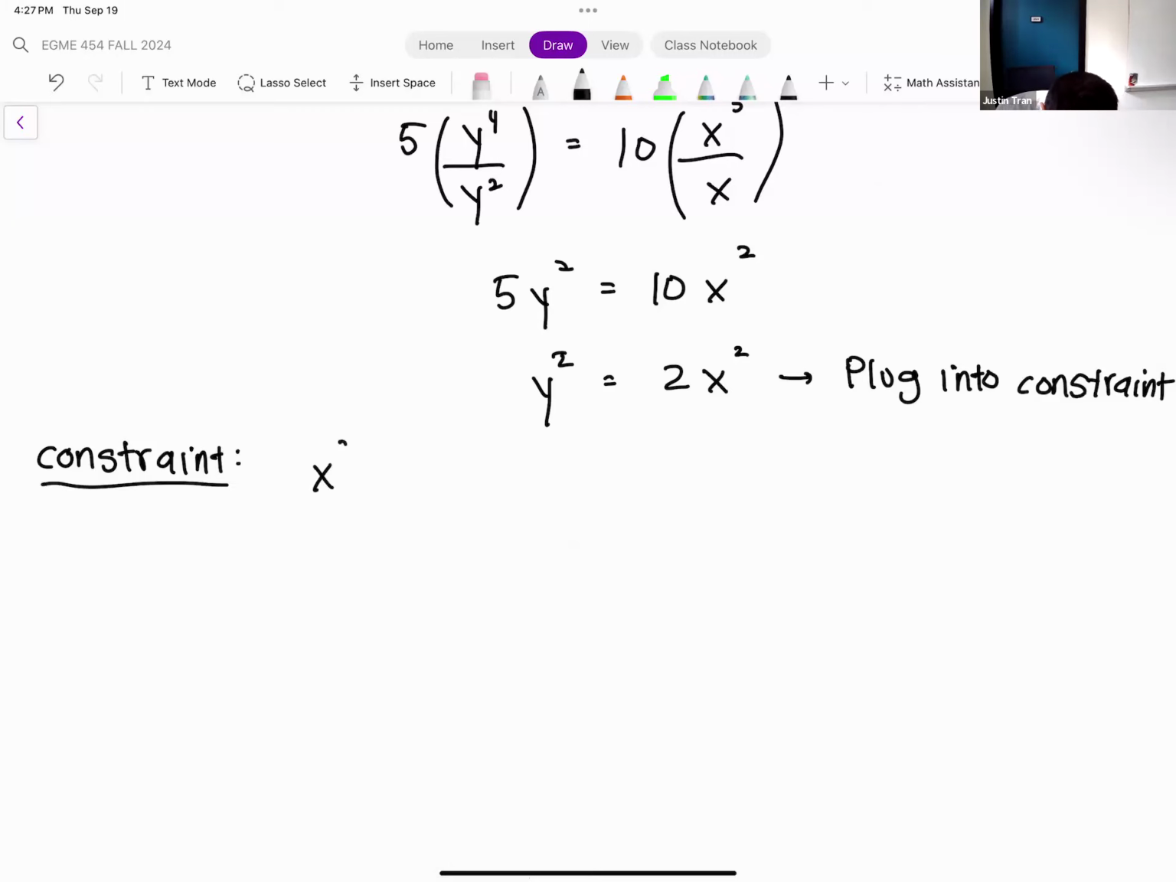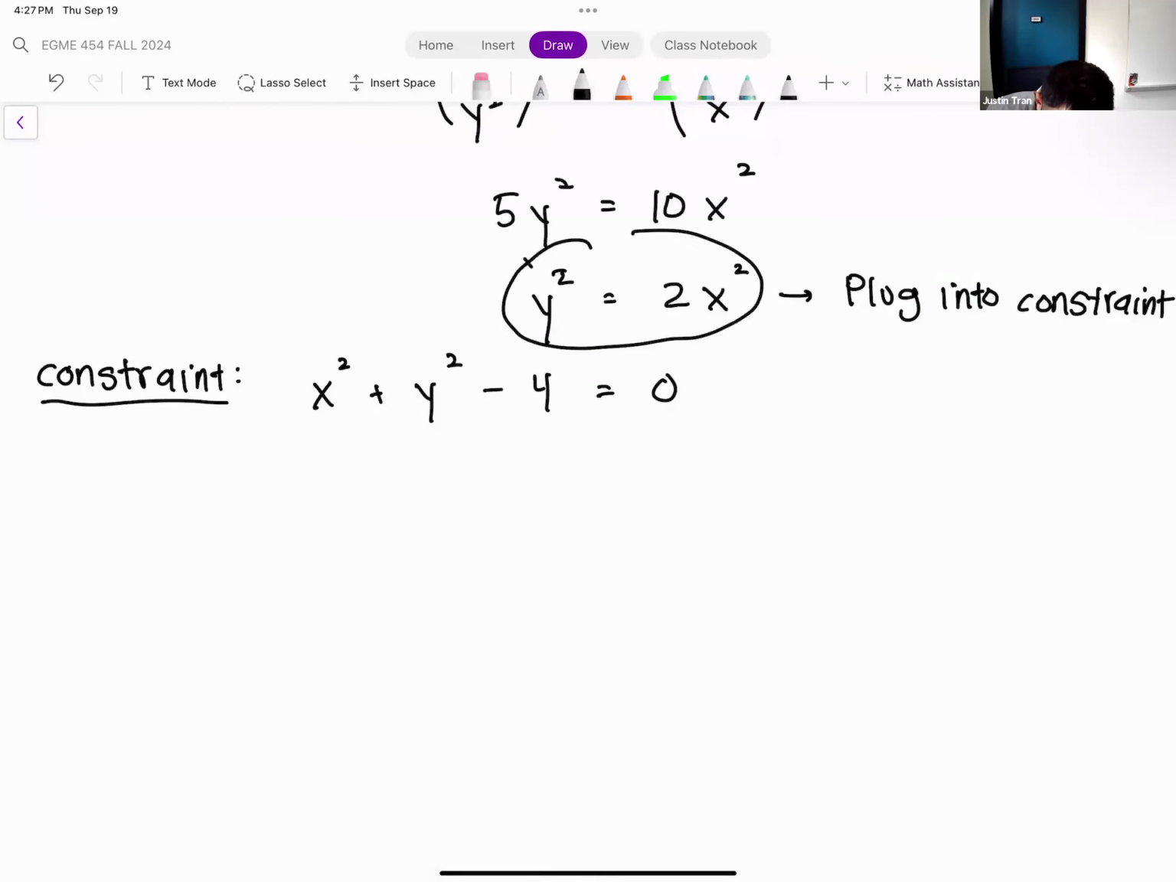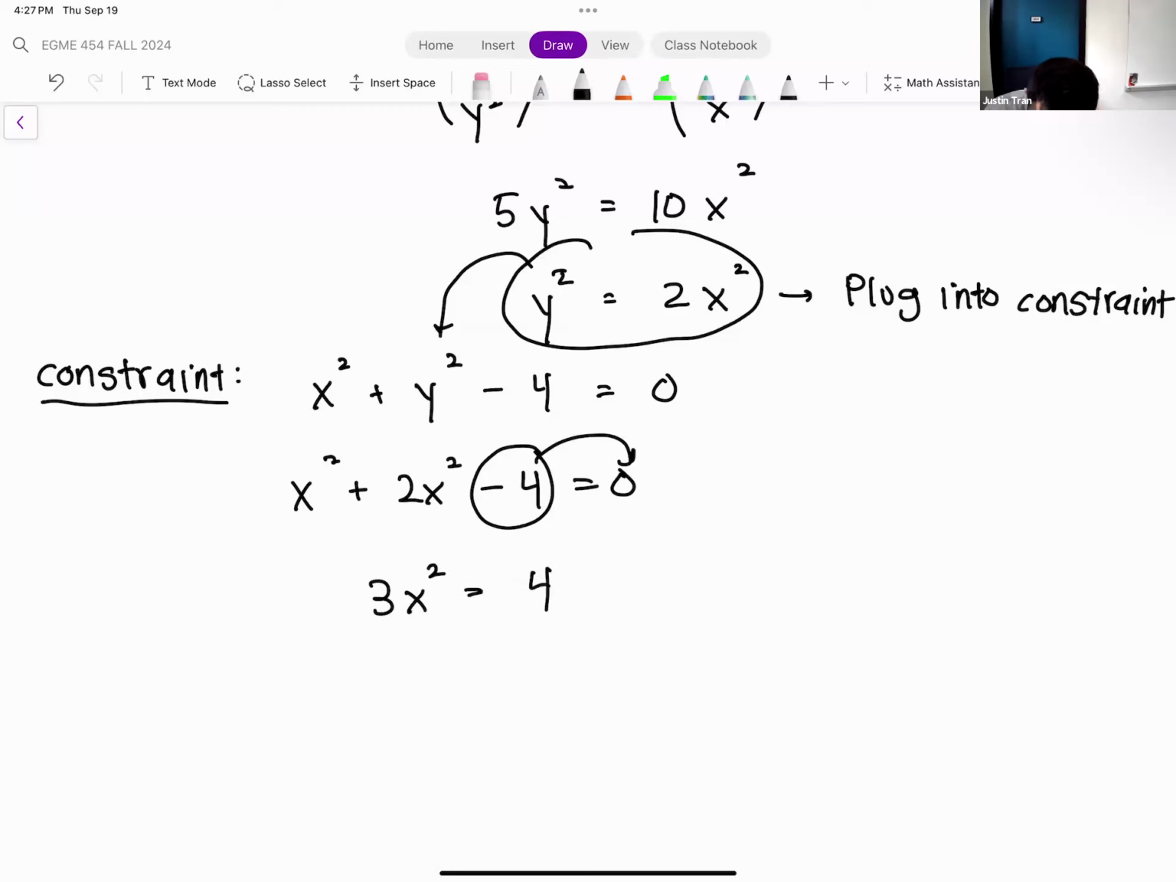Our constraint equation is x squared plus y squared minus 4 is equal to 0. That's what we got by taking the partial derivative with respect to lambda, but it is still just our original constraint. Okay, so let's plug in for y squared. From this equation, we know that y squared has to equal 2x squared. So we get x squared plus 2x squared minus 4 is equal to 0. Let's simplify this. Let's move the minus 4 over to the other side. And so we get 3x squared is equal to positive 4.